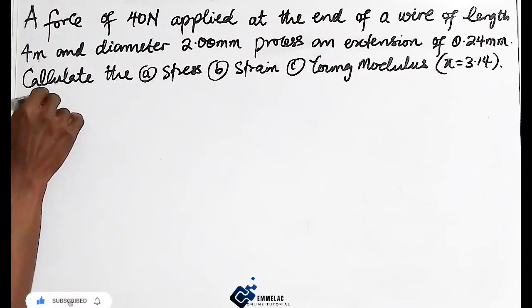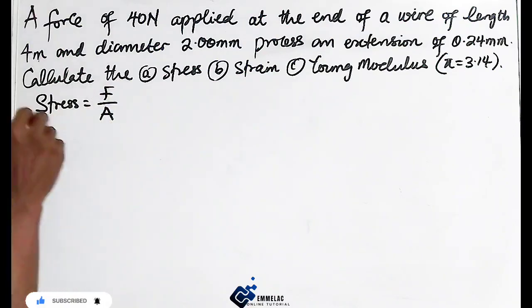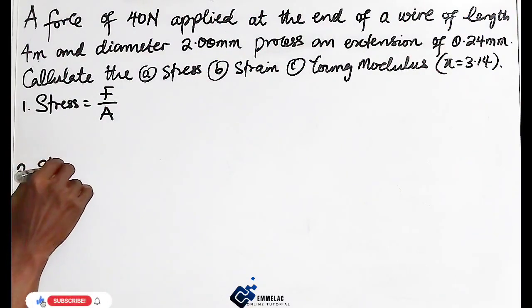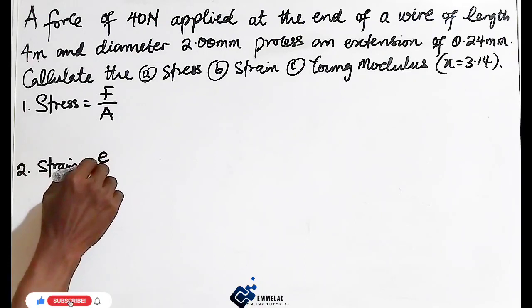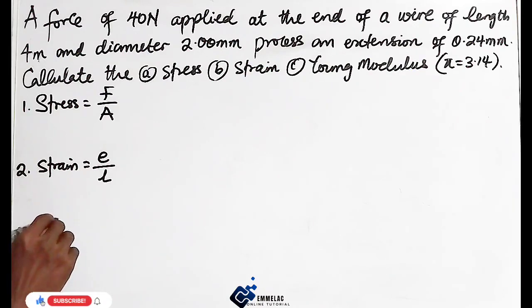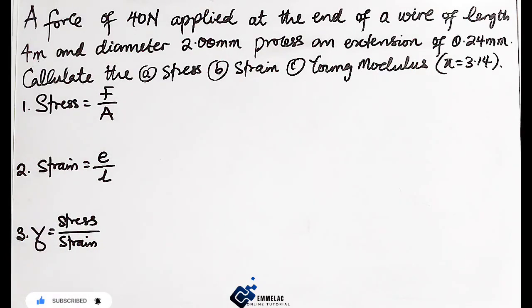recall that stress in itself equals the force all over area, and strain equals the extension all over the original length, and the Young modulus, in form of gamma, is equal to the ratio of the stress to that of the strain. So with this given formula, now we will be able to calculate these three given terms.